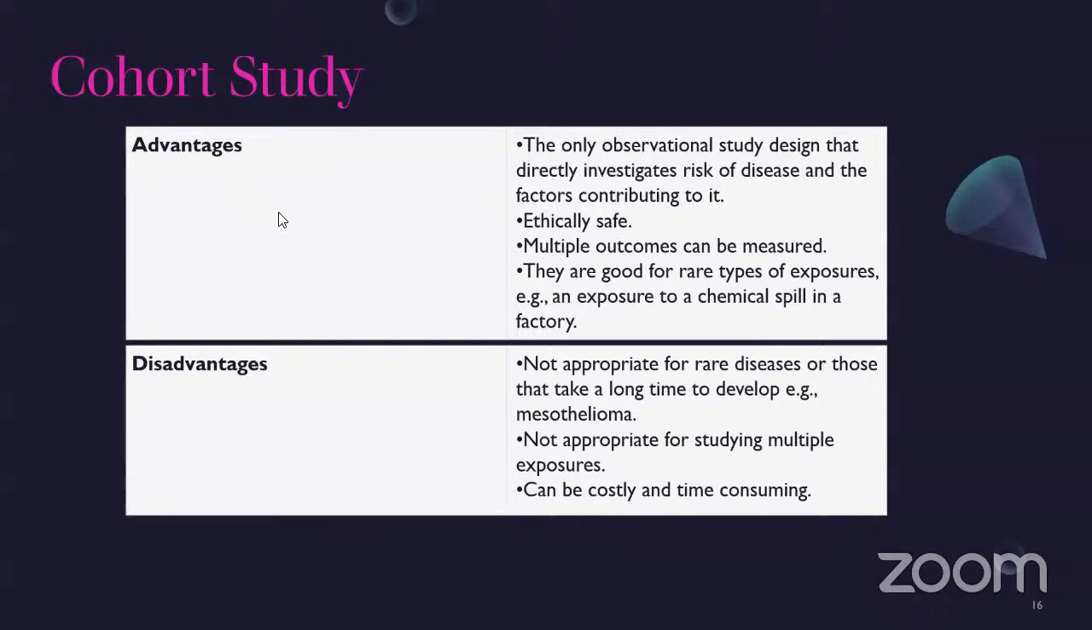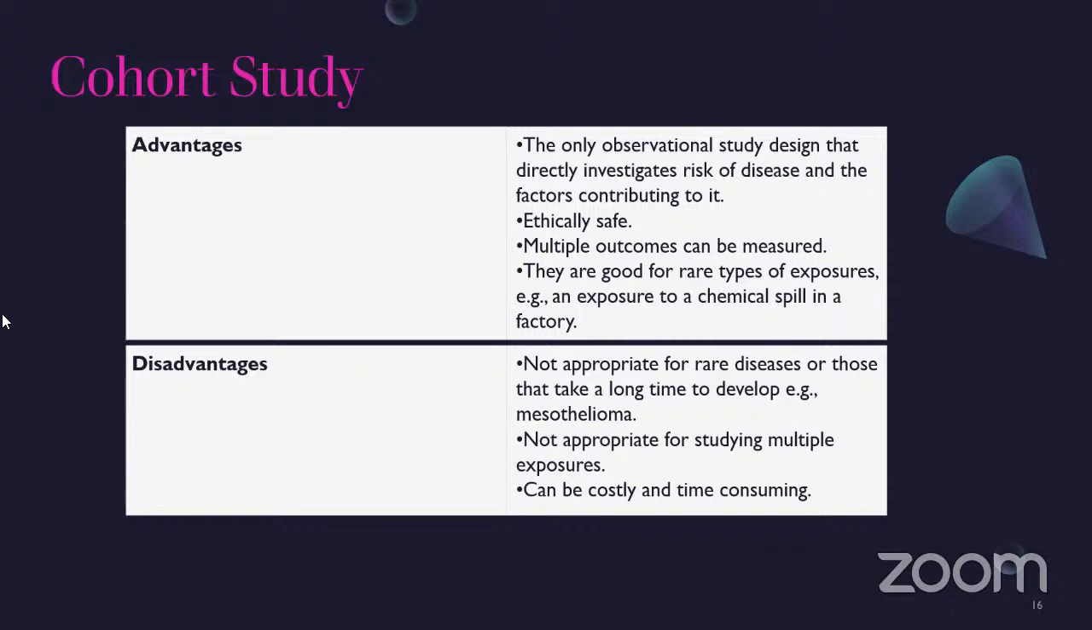The advantages of a cohort study: it is the only observational study design that directly investigates the risk of the disease and the factors contributing to it. And it is ethically safe. Multiple outcomes can be measured. They are good for rare types of exposures. Example, exposure at a chemical spill in a factory, not a rare disease like we did for the case control study. We have rare exposures, the risk factors.